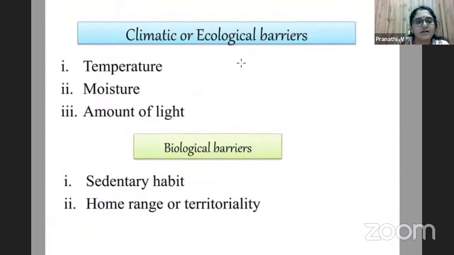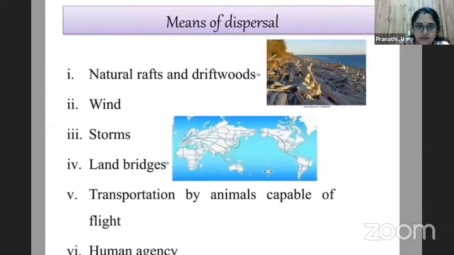And then climate: whether that particular creature is able to sustain or withstand differences in temperature, moisture, and the amount of light from place A to B. And for biological barriers, the habit and habitat of the animal makes a difference over here. Home range or territoriality also makes a difference.